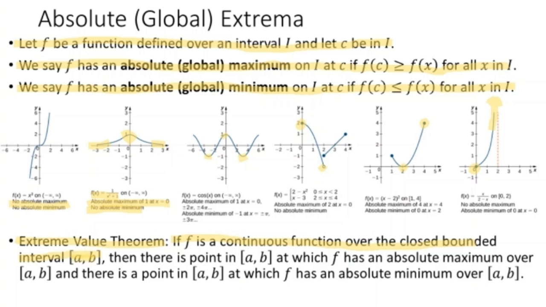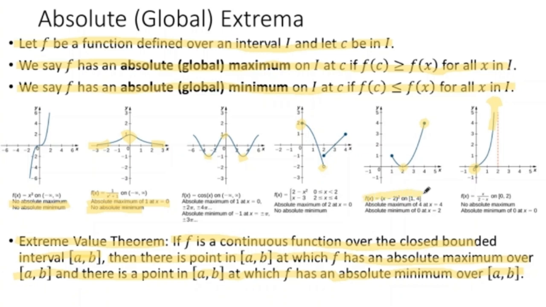and bounded interval we mean a and b are numbers, infinity is not part of this interval, then there is a point in [a, b] at which f has an absolute maximum over the interval [a, b], and there is a point in [a, b] at which f has an absolute minimum over [a, b]. So to unpack this theorem, in order to guarantee the existence of absolute extrema, I need our function to be continuous and the domain of the function that we're considering to be a closed bounded interval.